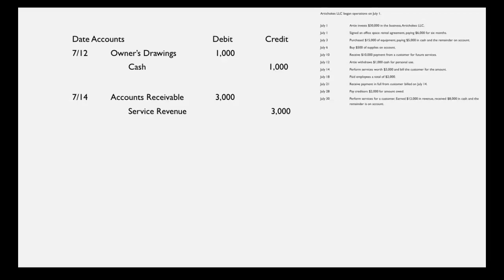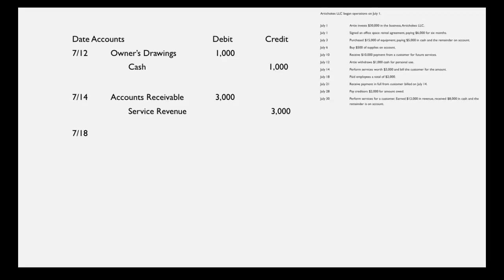So even though we haven't gotten paid yet for this work, we still want to show that we've done the work, we've earned the revenue, and our customers owe us some money. So that's what's happening in that journal entry.